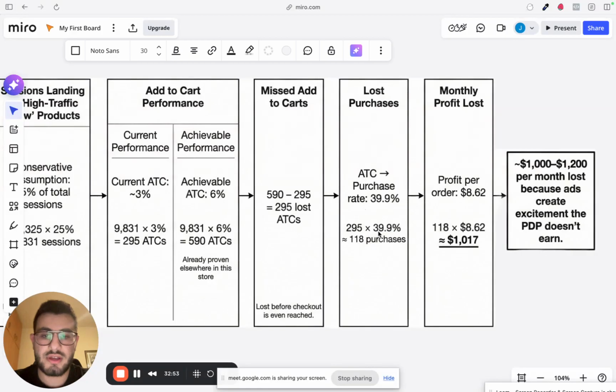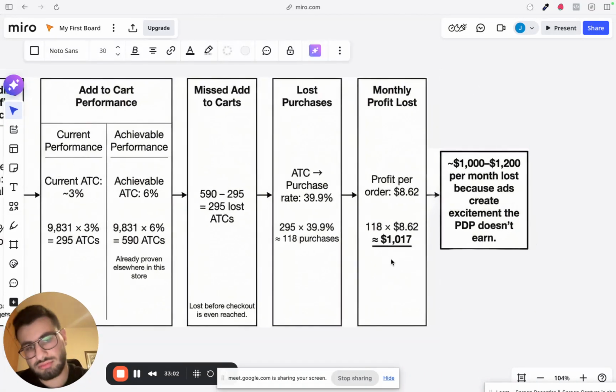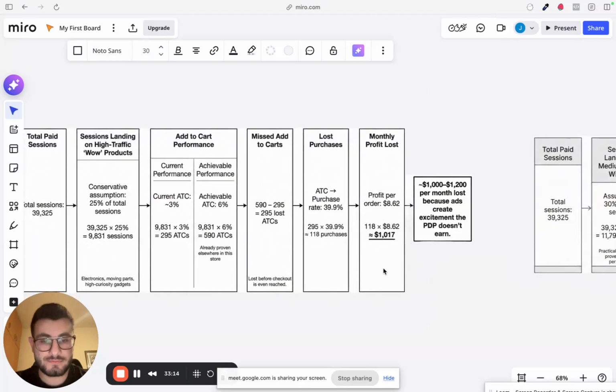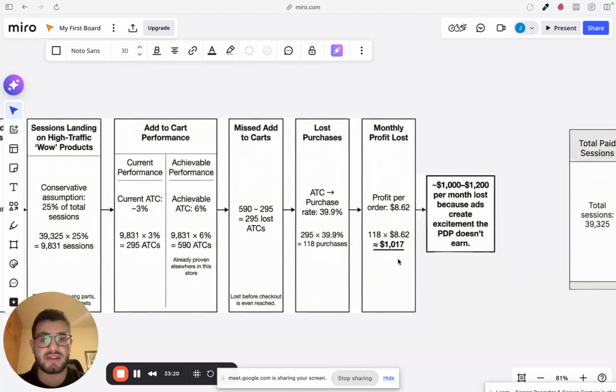Again, with our purchase rate at 39.9, we have approximately 118 purchases that are missed, which accounts to approximately 1K gross profit lost. Make sense? So this is lost because ads create excitement that the PDP doesn't earn. So if you can improve the PDP and at the same time focus on better products.